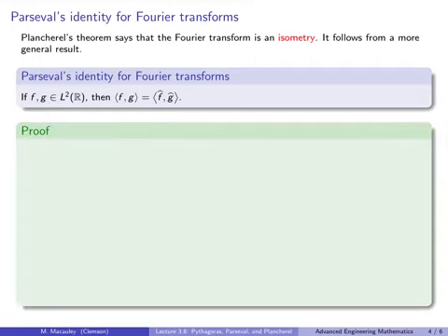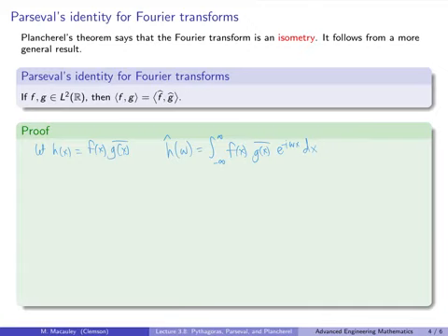Let's begin by defining h of x. This is going to be a function which is just f of x times g of x bar. And what I'm going to do is compute the Fourier transform of this and plug in 0. So first of all, the Fourier transform of h is by definition the integral from negative infinity to infinity of f of x g of x bar times e to the minus i omega x dx.